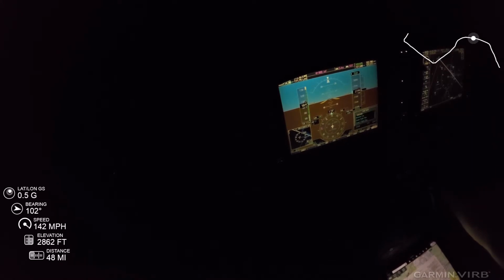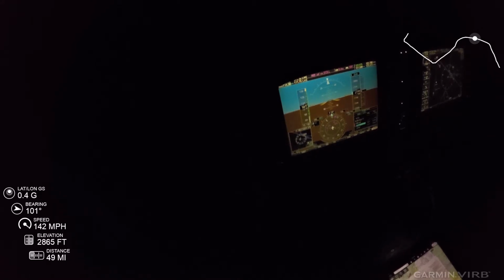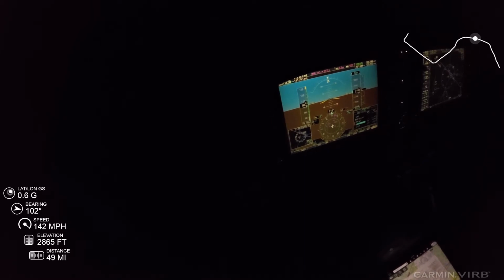Did you activate leg here? You could if you wanted to. At least the purple is in front of us now, right? Right. There you go. Versus to my left. I don't mind flying this manual. Just for now, I just want to pilot.